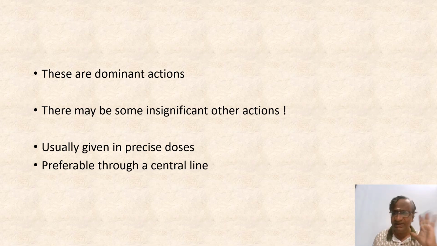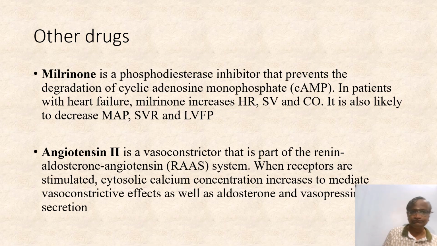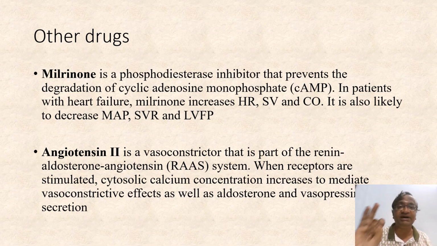Many drugs have dominant actions. Dobutamine, if you give a high dose, may also act on alpha slightly. So all these are mainly dominant actions. Give precise doses, preferably through a central line. Milrinone is a phosphodiesterase inhibitor which increases cAMP. It increases heart rate, stroke volume, and output, but decreases SVR. That is the advantage. I will give you a better picture later.